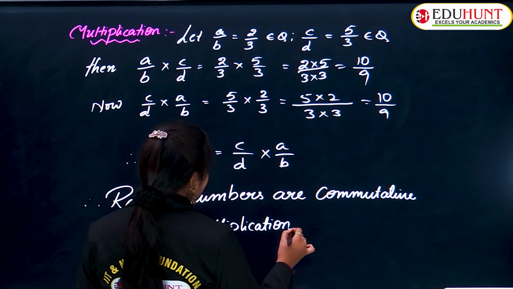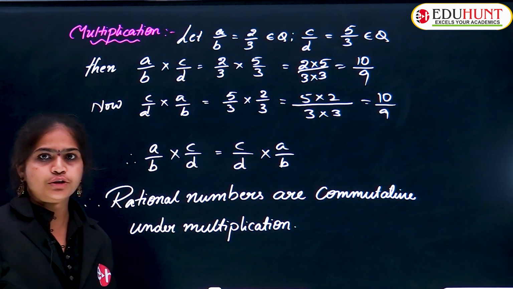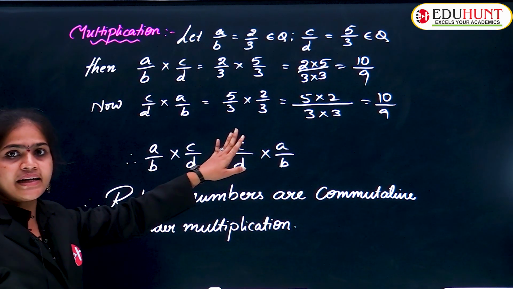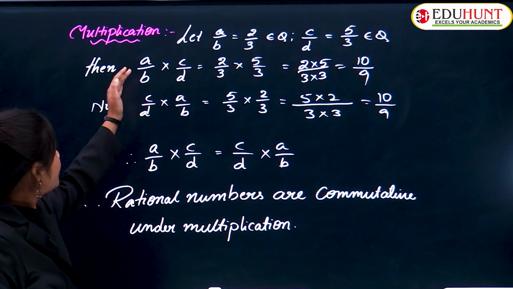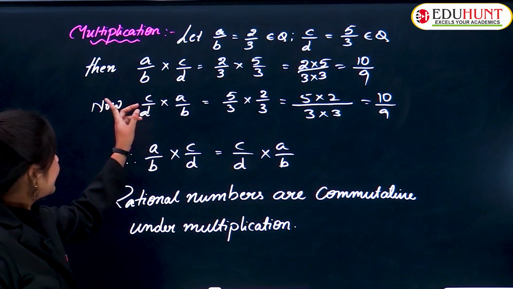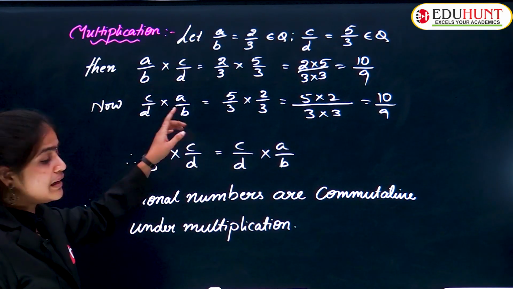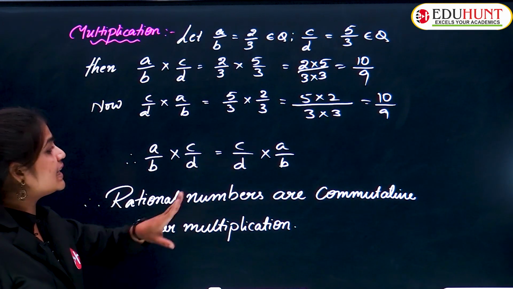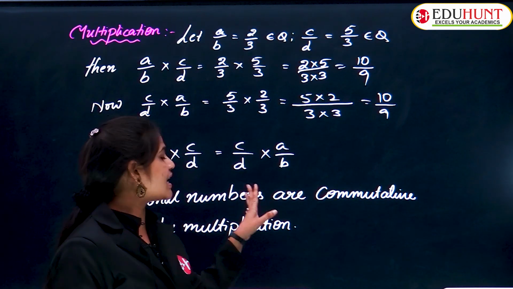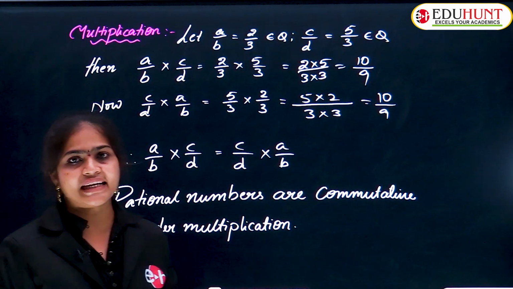Under multiplication. Am I clear to you, children? See that here we took A by B and C by D. After that, taking the product of A by B into C by D, here we got it as 10 by 9. By taking the product of C by D and A by B, by changing the order also, we got the same result only. That's why here we can say that rational numbers are commutative under multiplication.